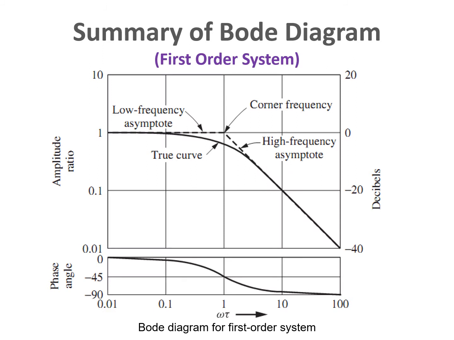Okay, so you can see a summary of the Bode diagram for a first order system. You get the true curve if you plot the actual values without taking the asymptote. If you take the low frequency asymptote and the high frequency asymptote, which cut at the corner frequency, this is what you're going to get, the dotted line, which is slightly different, not much difference.